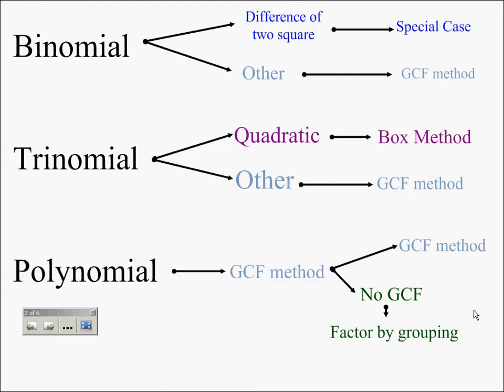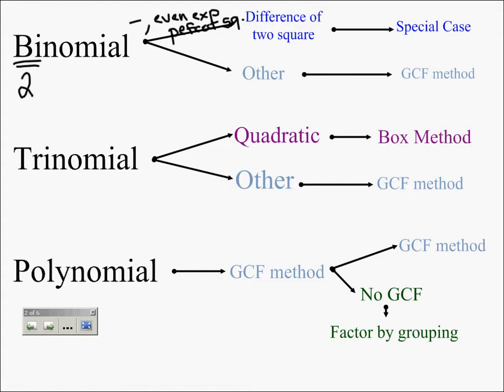So if you have a binomial, bi meaning two terms, you're going to decide, do I have the difference of squares or not? Remembering that difference of squares means you have a minus sign, you have even exponents, and you have perfect squares for your coefficients. Perfect squares being numbers that were a whole number squared to get to that. So your 1, 4, 9, 16, 25, etc.